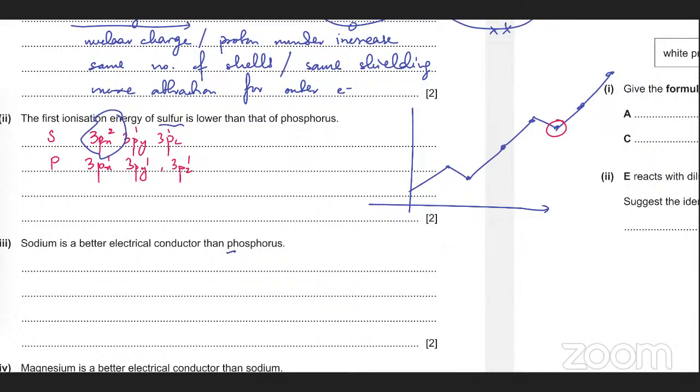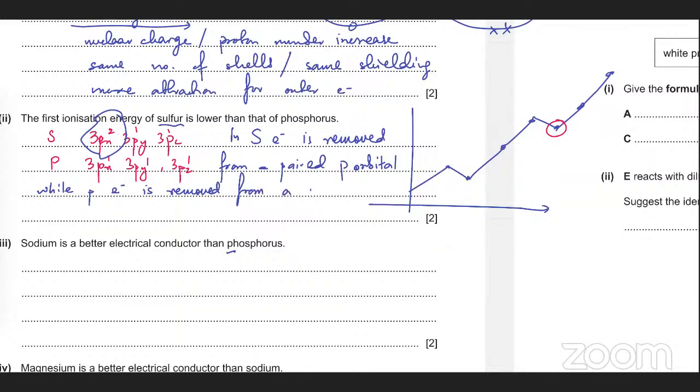So what you're going to write specifically for 2 marks is that in sulfur, the electron is removed from a paired p orbital. The first comment that you're going to make is about the differences in the electronic configuration. While in phosphorus, the electron is removed from an unpaired p orbital.